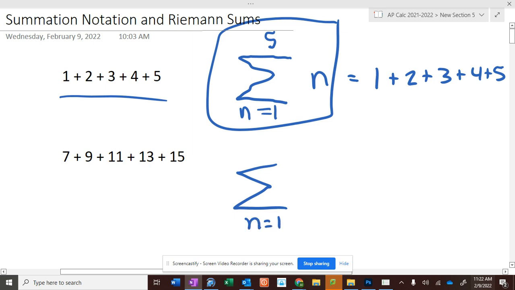All right. So on this one, how many numbers are there? 5. So we'll go n equals 1 to 5 again. How do I get to 7, or what's the relationship between these numbers? We add 2 each time. So it's like n plus 2, but we're starting at 7.